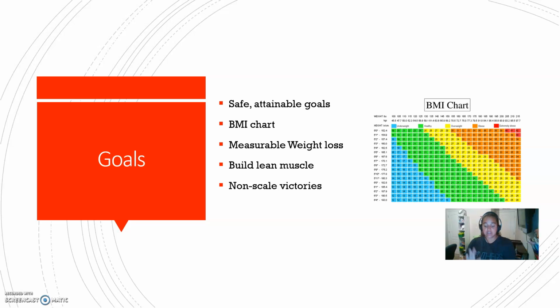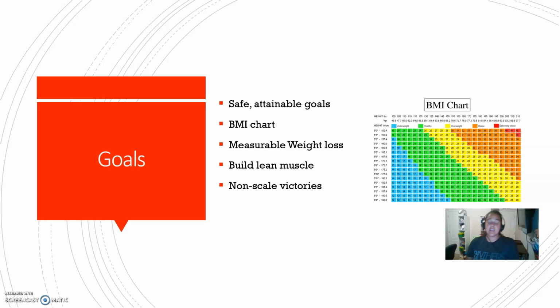Now, Antonio falls in the obese category of the BMI chart. So I put a BMI chart here, as you can see. He is 5'11" and he is over 220. So as you can see, this BMI chart only goes to 215, but you can see that linear progression. So he falls in the obese category, in the orange category.